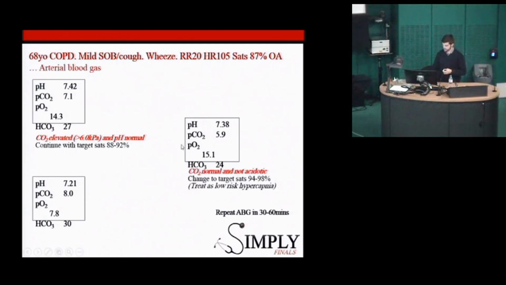The next one here, this one. Quickly. So pH normal, CO2 normal, oxygen normal, HCO3 normal. So what do we do? Discharge. Do nothing. Yeah, so you could discharge them. Send them home. Get them out. No, so they're now normal.